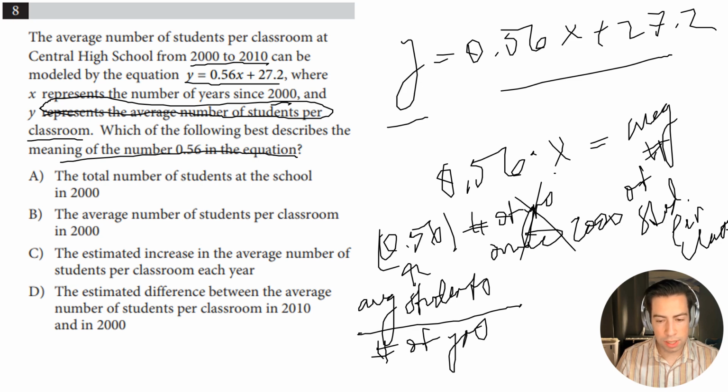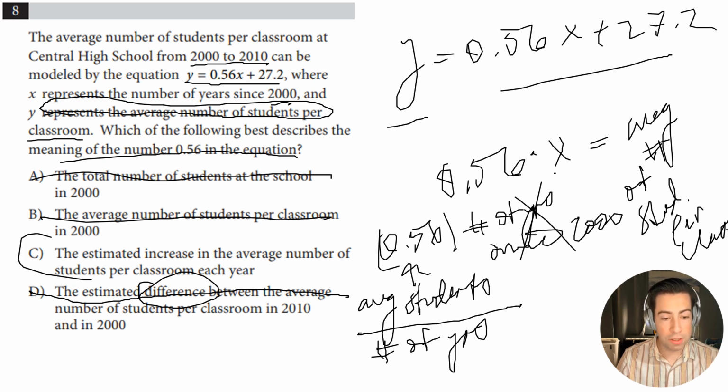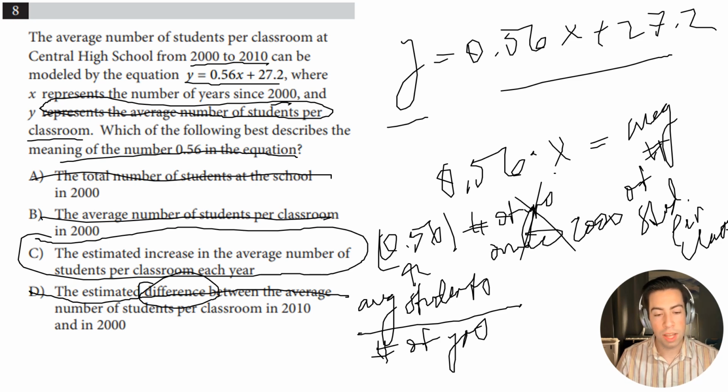So let's go ahead and see the units that match most closely with that. So we have the total number of students at the school. Nope. The average number of students per classroom. No. The estimated increase in the average number of students per classroom each year. And then the estimated difference between the average number of students per classroom. Okay, so again, guys, this does not have the right units because it says difference, right? And this is not a difference. There's no subtraction. So the answer choice is in fact going to be C, the estimated increase in the average number of students per classroom each year.